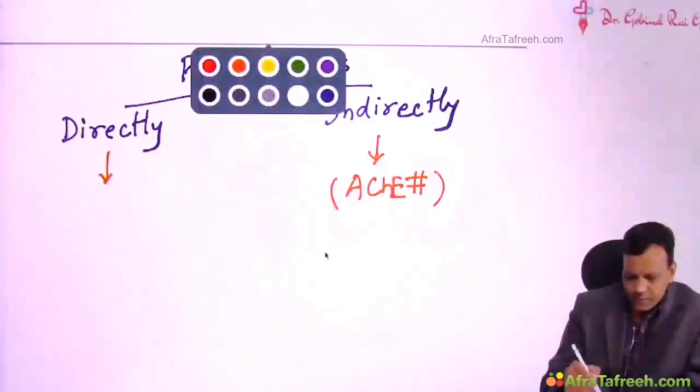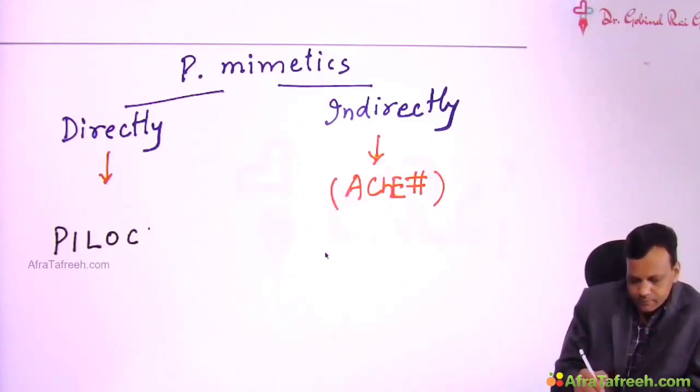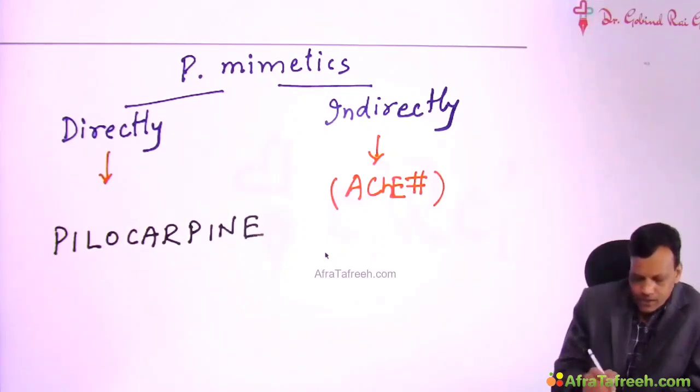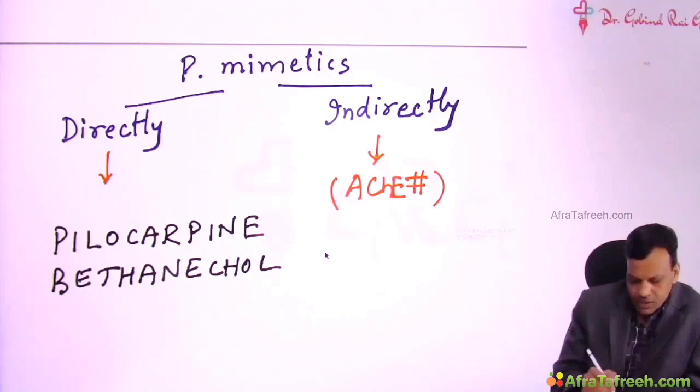So we'll start from the directly acting drugs. Directly acting drugs, we have main 5 drugs to discuss. One is pilocarpine. Second is bethanechol. Third is methacholine.